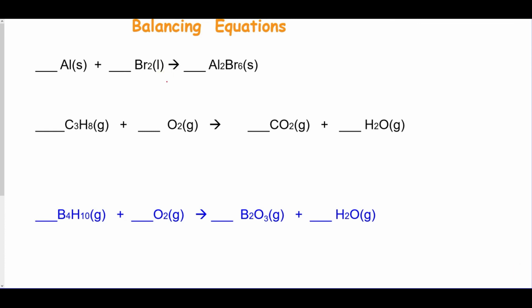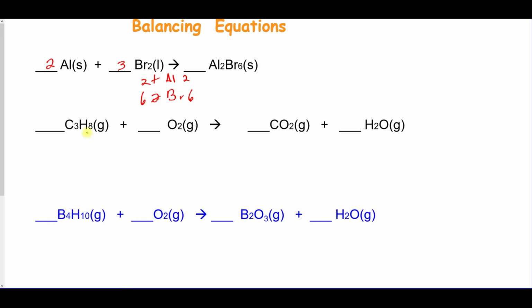So if I look at aluminum, I have 2 in the products and 1 in the reactants, so I'm going to put a 2 here and change that to 2. If I look at bromine, I have 2 on my reactant side and 6 on my product. If I put a 3 here, that gives me 6.